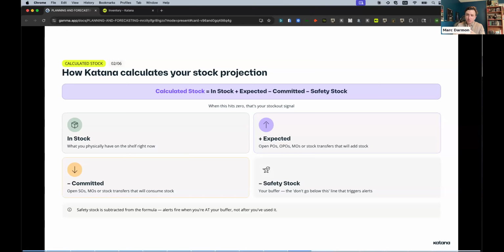And then safety stock is just our buffer stock. It's that safety net of how comfortable am I getting close to zero stock? It's a buffer for ourselves so that we can ensure that we never hit that zero stock and that with calculated stock and with forecasting, we can ensure that we're never hitting that number. So those are all figures just to keep in mind as we go through this.